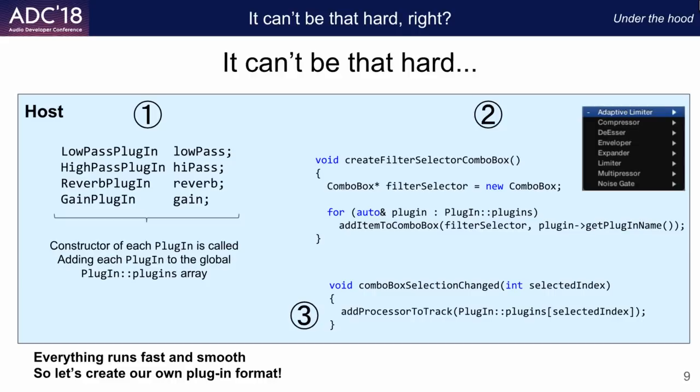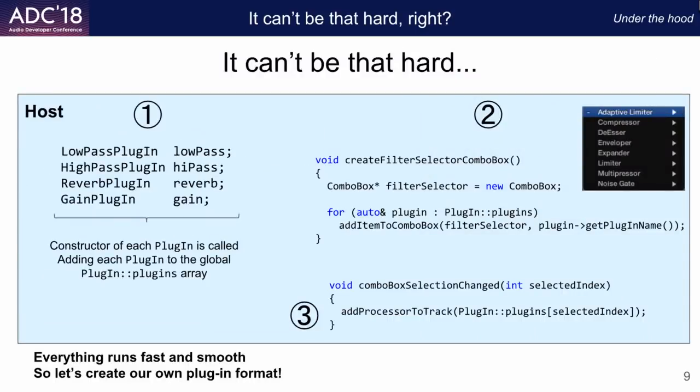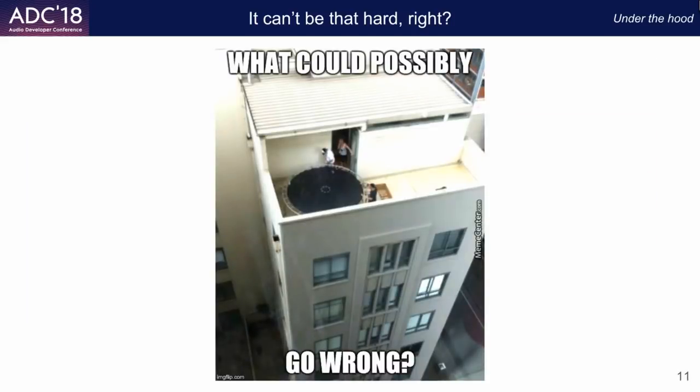Let's just move some of this code into a DLL, right? All right, and let's say the implementation of the low pass filter and this global variable, let's just move that into a DLL, keep that code in the host. Hey, we got a plugin format, right? Everything's great, yeah. Right, was easy. Why 70,000 lines of code, right? And I just want to emphasize here, this is working perfectly, and all we're doing here is moving code into a DLL, right? Can't be that hard, right? What could possibly go wrong?